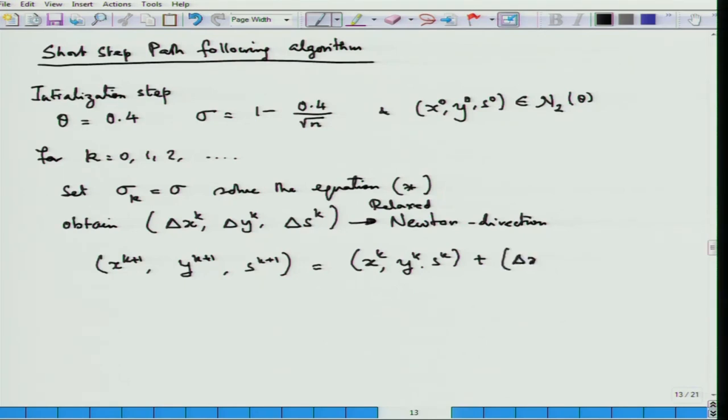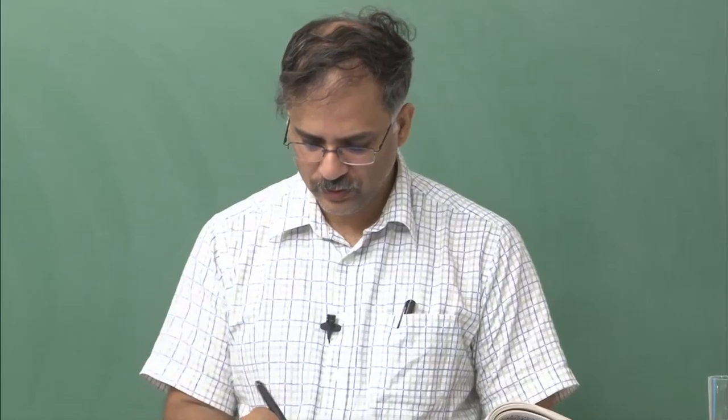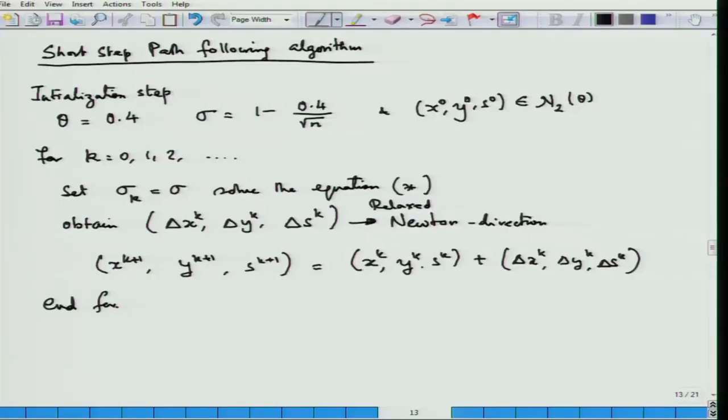So, you add this to the iterate. So, this is how you keep on doing, and this is your basic algorithm, and you end the for loop. You keep on doing this till you have tau less than epsilon. Epsilon has to be put in as per your requirement, end for. So, this is the short step path following algorithm.